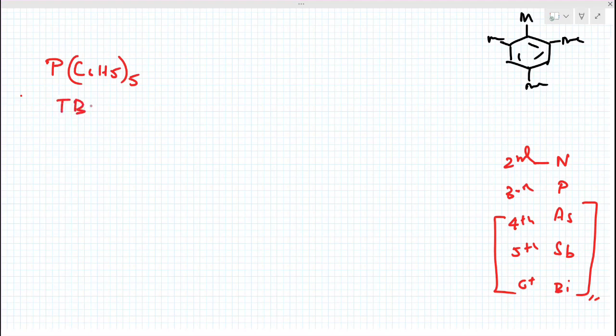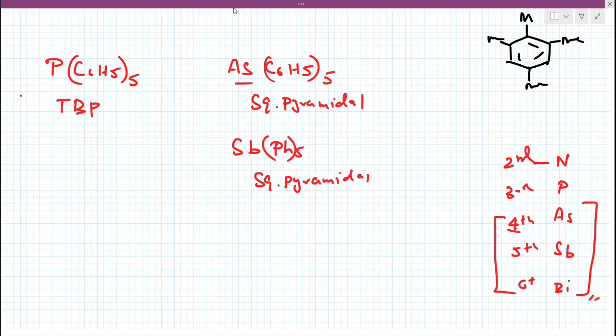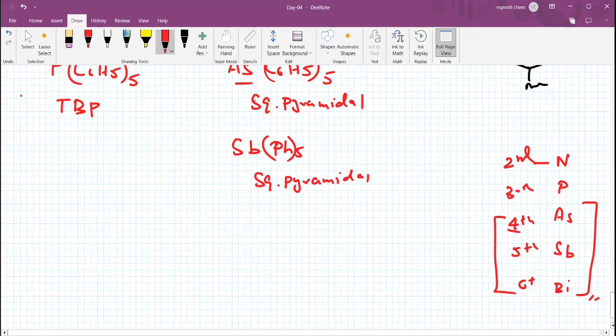This is trigonal bipyramidal. Similarly, the same case with arsenic: As(C6H5) five times. This arsenic belongs to the fourth period, and C6H5 is bulky. Therefore, this is square pyramidal. Most important, please note. Similarly, Sb(C6H5)5, pentaphenyl antimony, this also is square pyramidal. You got the point, right? I will give a flow chart. Just wait.